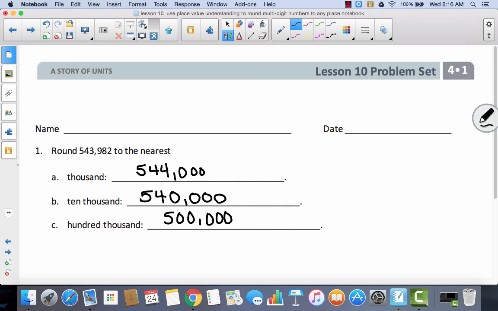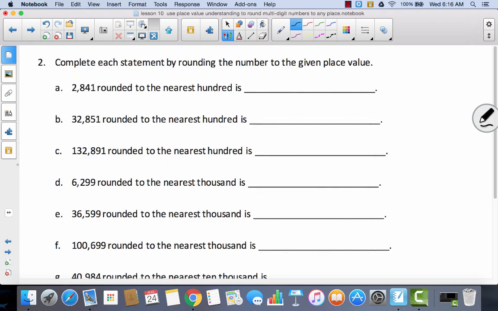Okay, let's try number 2. So we're going to complete each statement by rounding the number to the given place value. So we have 2,841 rounded to the nearest hundred. So I'm looking at the hundreds place, and there's an 8 here. So this number comes between 2,800s and 2,900s. Would it be more or less than halfway? Well, the 4 tells me it would be less than halfway. So this is 2,800 or 28 hundreds.